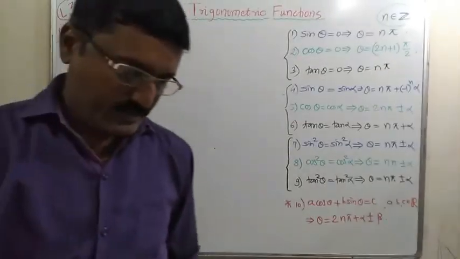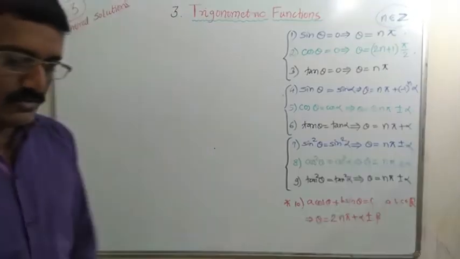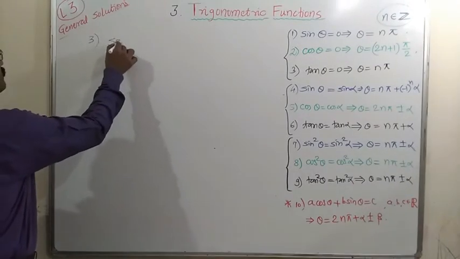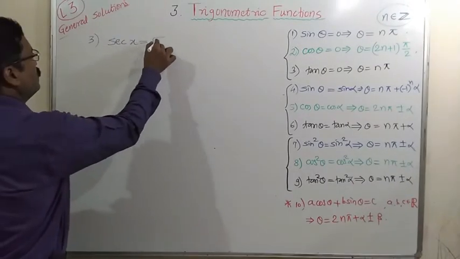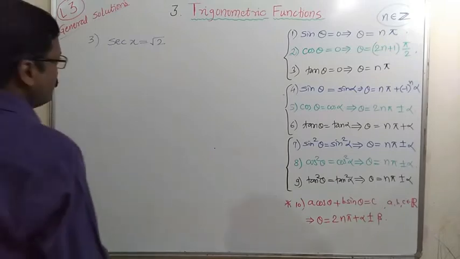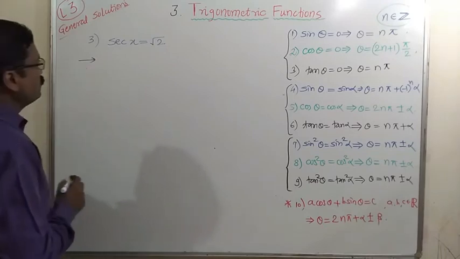Let us see a different one. Example number 3: sec x equal to root 2. Here this example belongs to the second group, because here a different constant is given instead of 0, root 2 is given.